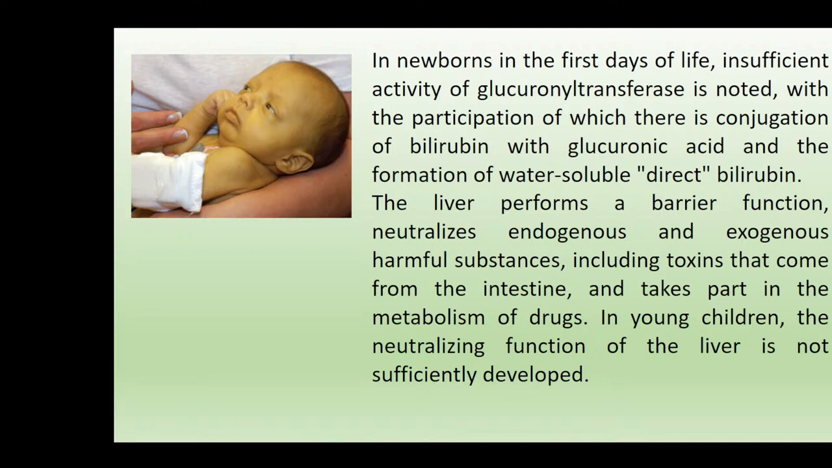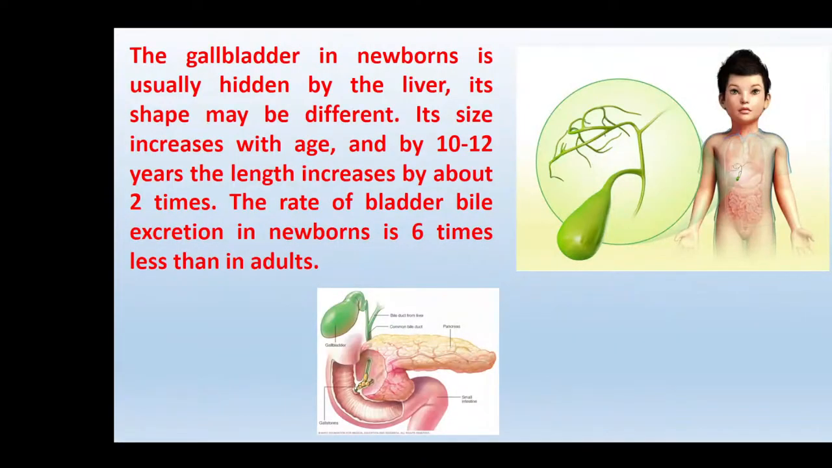In young children, the neutralization function of the liver is not sufficiently developed. The gallbladder of a newborn is usually hidden by the liver. Its shape may be different. Its size increases with age, and by 10-12 years old, it increases about 2 times. The rate of gallbladder bile excretion in a newborn is 6 times less than in an adult.